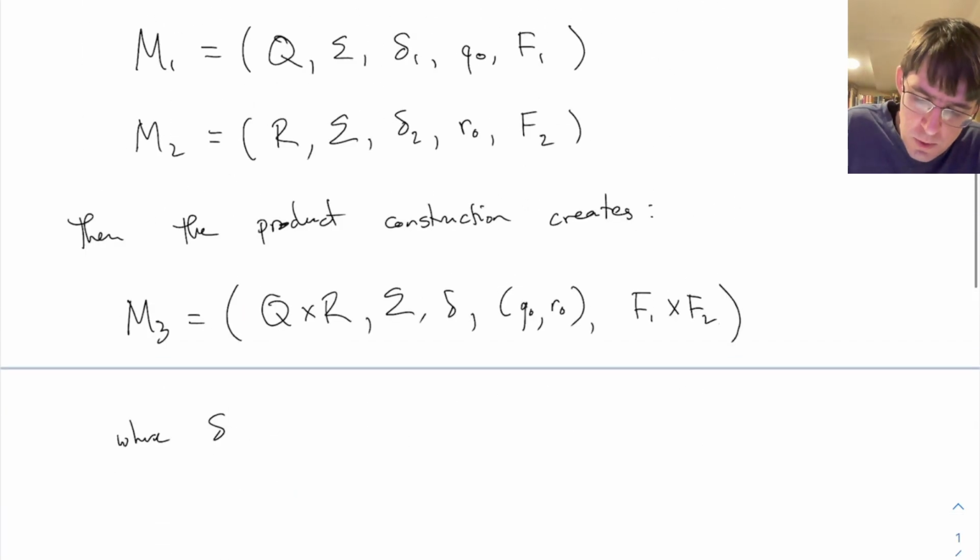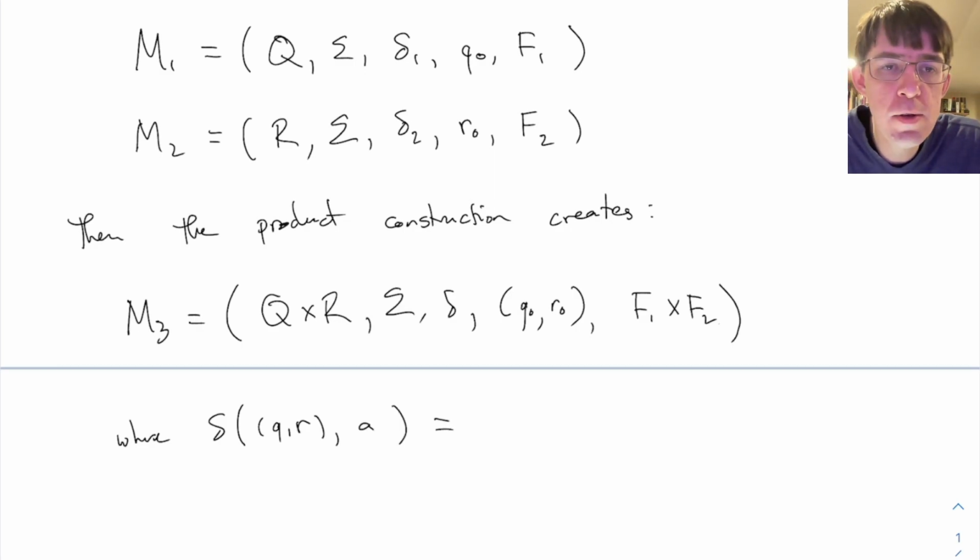Okay, what about the delta? To describe how the delta works, I have to describe what happens if I start at some state, which in this case is a pair of states, and then I read, say, the letter A, or it could be anything. I'm just using A as a generic letter. Then how do you say where it ends up?